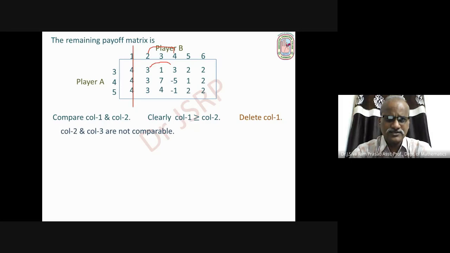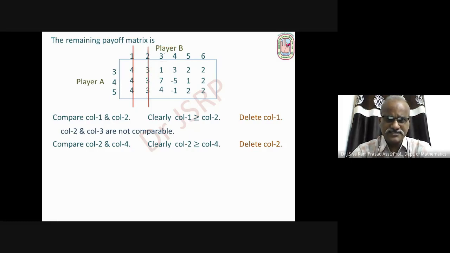3 equal to 3, 3 greater than minus 5 and 3 greater than minus 1. So all elements of column 2 are greater than or equal to the corresponding elements of column 4. Compare column 2 and column 4: clearly column 2 is greater than or equal to column 4. So the higher side column is column 2. We delete column 2. Cross off column 2 in the payoff matrix.